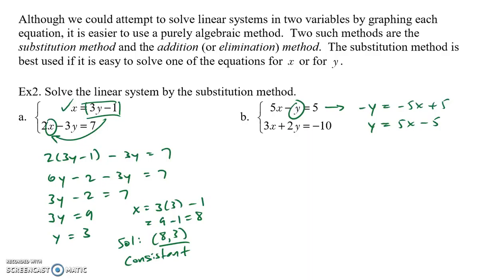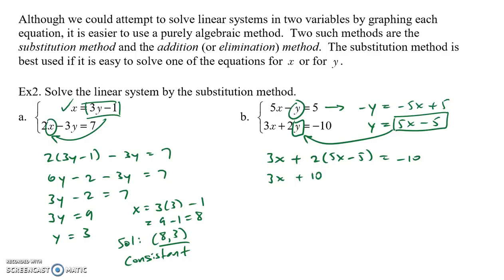Now what we'll do at this point is we'll take 5x minus 5, and in the other equation, make sure you don't plug back into the equation you were just working with. Into the second equation, replace y with 5x minus 5. So that's the substitution step. 3x plus, and then for y we write 5x minus 5 equals -10, and then solve for x.